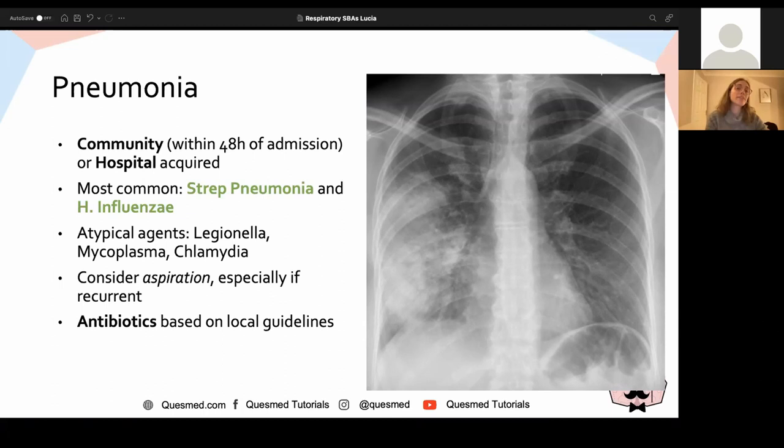If the pneumonia is recurrent or there are other risk factors, such as patients with unsafe swallow, patients who have had strokes, patients with Parkinson's, then you should be thinking about aspiration and making sure that your antibiotics have some gram-negative cover. But your antibiotics for pneumonia will generally be guided by your local guidelines. I know when I worked in respiratory a few years back, co-amoxiclav was the holy grail. I think it still very much is, at least in my region, but I know some places prefer other agents like Cipro and things like that.